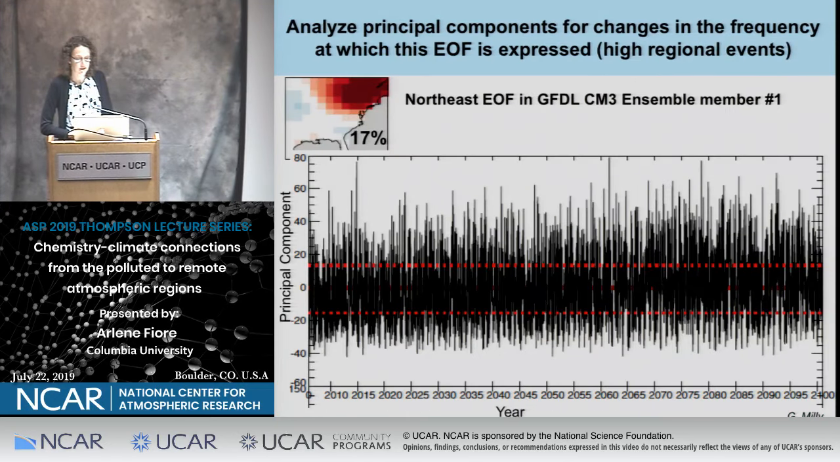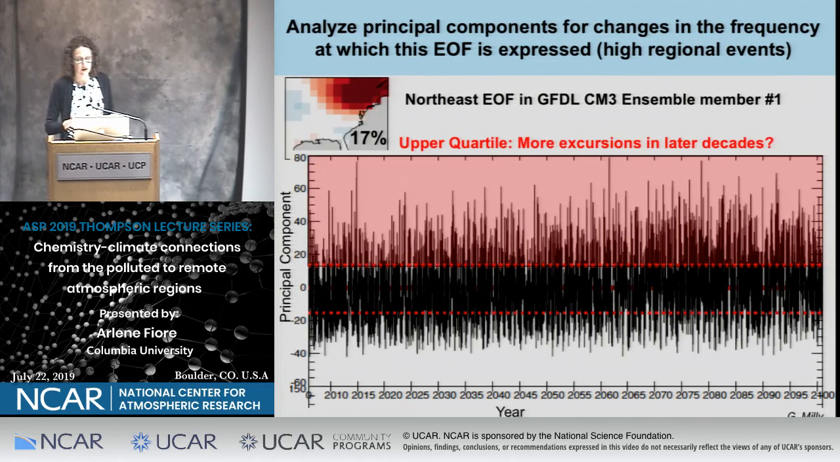So this is for ensemble member number 1, the Northeast EOF, the time series from 2006 to 2100. So there's a point for every summer day. And obviously, it's quite messy. Somewhat arbitrarily, or entirely arbitrarily, we decided to just draw a line at the upper quartile and think about upper quartile events. And so if you squint, maybe you can kind of make out that there's a little more density at the end of the time series in the upper quartile than at the beginning.